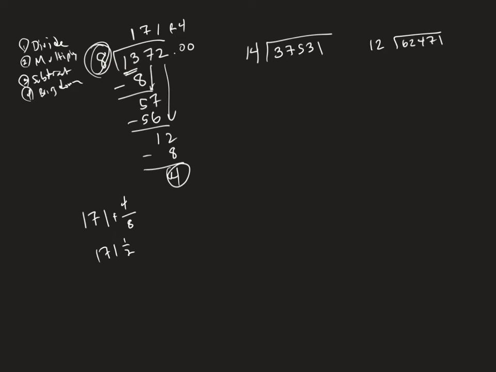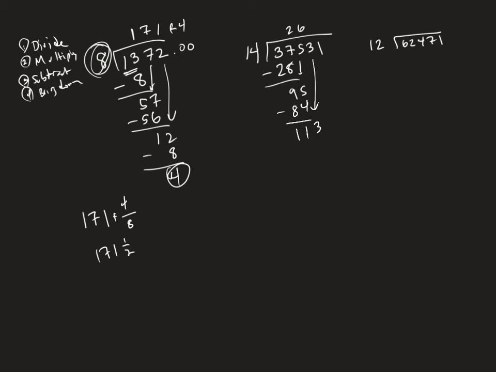So let's do this second one together, and I'll do it quickly without going through all the steps. 14 into 37 twice. 2 times 14 is 28. 37 minus 28, 9. Bring down the 5. 14 goes into 95 6 times. 6 times 14 is 84. Subtract those, that gives you 11. Bring down the 3.